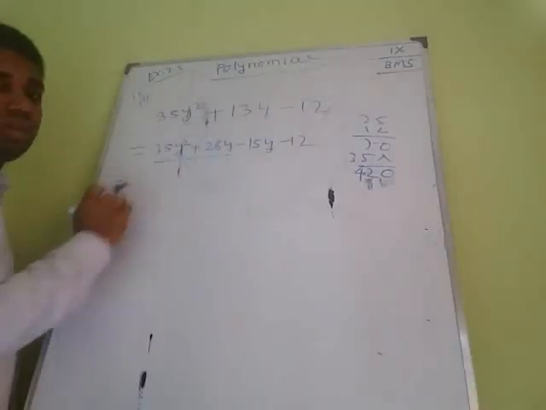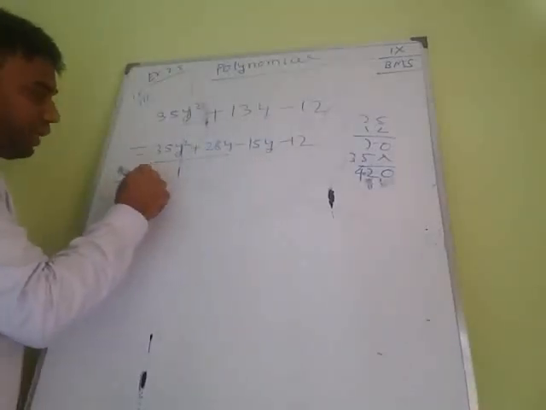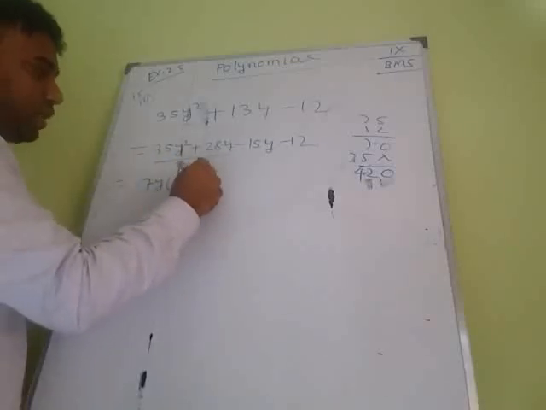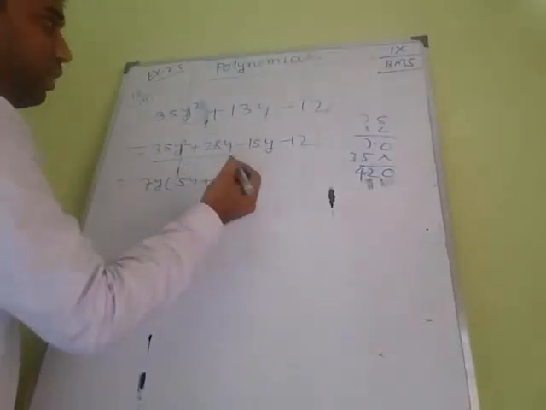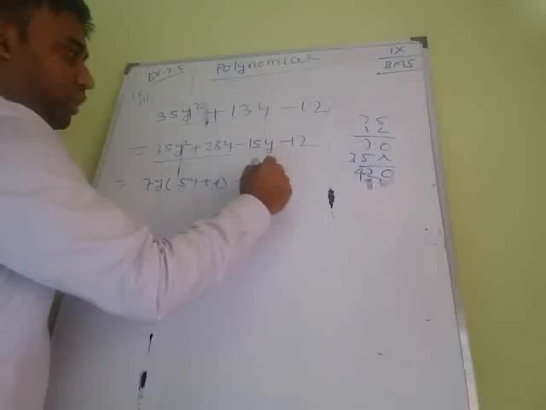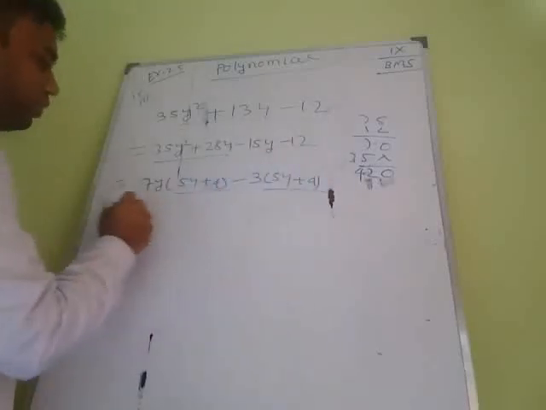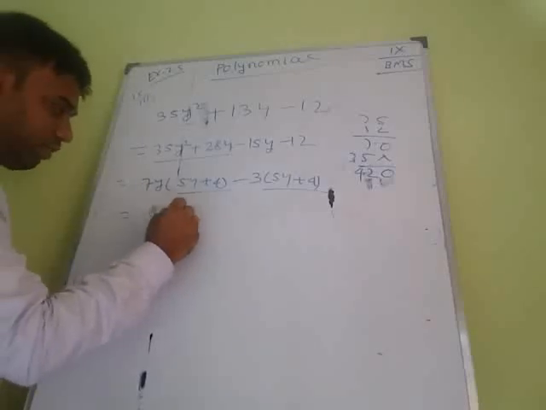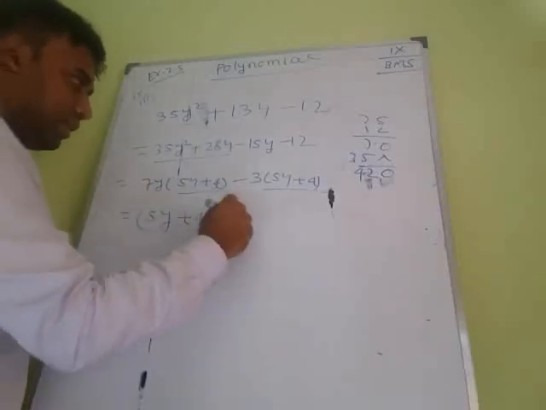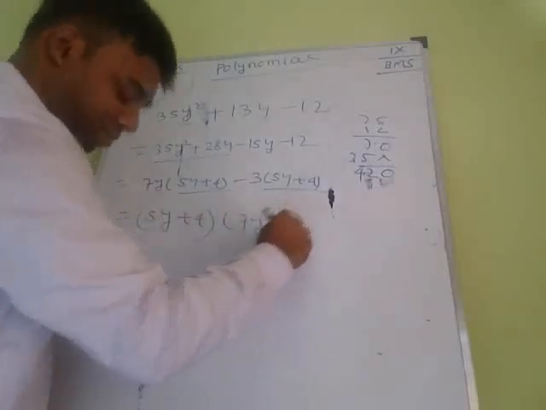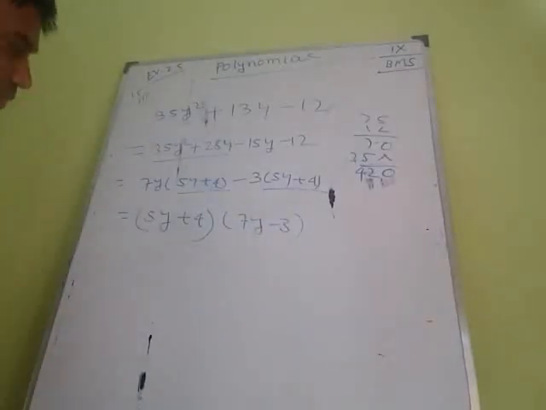Now from the first two terms take common 7y, that is 5y plus 4, and from the next two terms take common minus 3, which gives minus 3 into 5y plus 4. So 5y plus 4 is the common term. So 5y plus 4 and 7y minus 3.